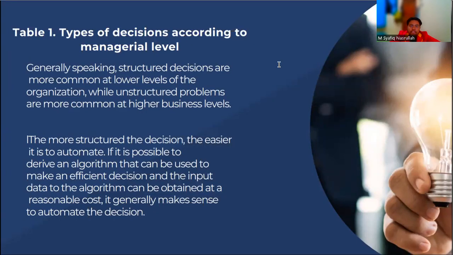Type of decision according to managerial level. Generally speaking, structured decisions are more common at lower levels of organizations, while unstructured problems are more common at higher business levels. The more structured the decision, the easier it is to automate. If it's possible to derive an algorithm that can be used to make an efficient decision, and the input data to the algorithm can be obtained at a reasonable cost, it generally makes sense to automate the decisions.